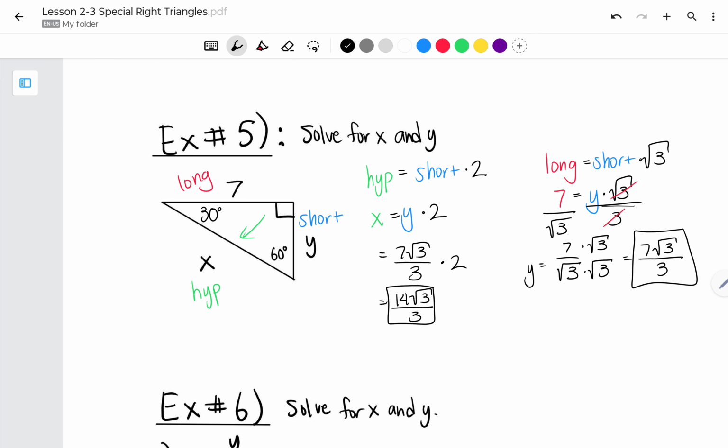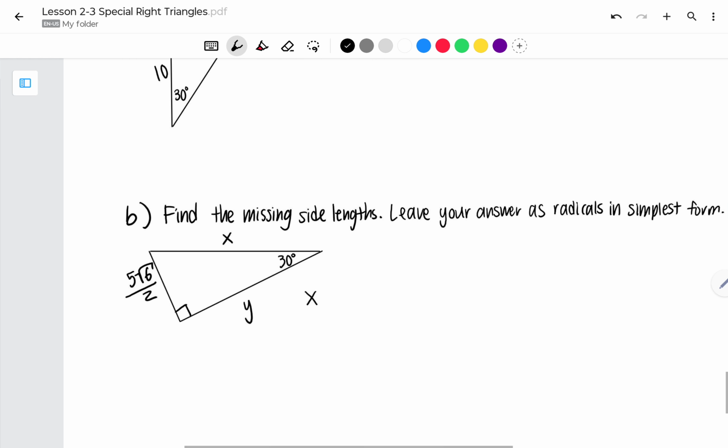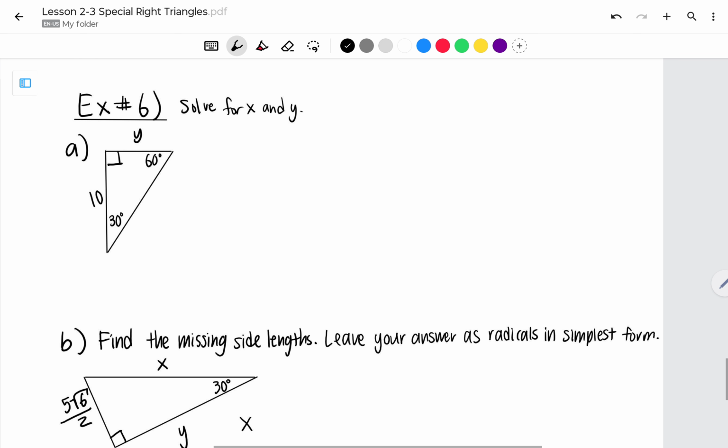Okay, I'm going to stop the video here. But if you want to figure out 6a and 6b, it'll be posted. Okay, so just look for the notes.